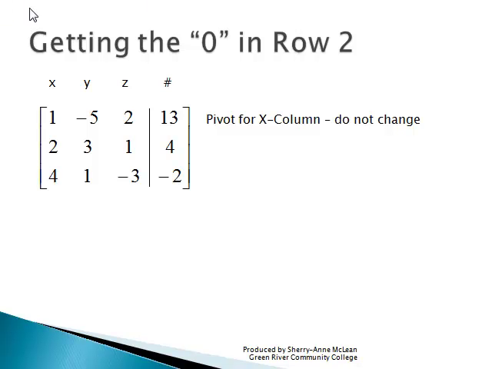We want to try to get a zero in row 2 in the X column. So we're trying to get this to be a zero right here. This is our pivot for the X column. Never change the pivot row. So we're going to leave row 1 alone. Row 2 is the row that we want to change. So anytime that we want to change a row, the first thing that we do is write down the row we want to change, which is row 2, and the pivot row, which is row 1.